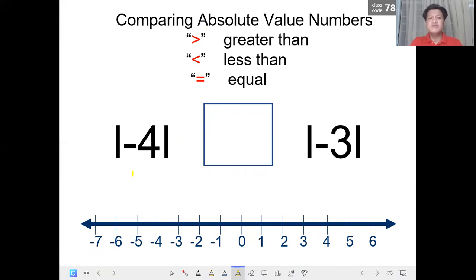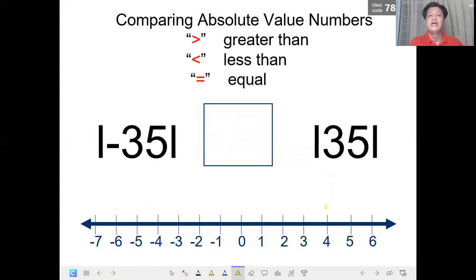Okay, what is the absolute value of negative 4? Diba? Kapag nilabas natin yan, that is 4. What is the absolute value of negative 3? 3. If we are going to compare, anong symbol ang atin nilalagay sa box? So that is greater than, kasi mas malayo yung distance ni 4 compare sa 3. Okay, next, what is the absolute value of negative 35 compared to absolute value of 35? So the answer is equal because if you're going to get this is 35, same lang din siya dito. 35 lang din.